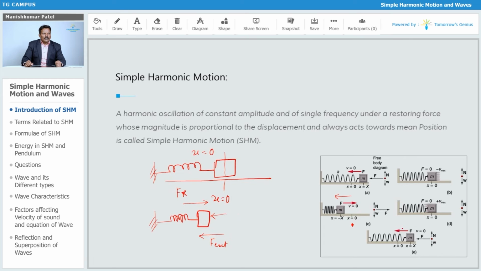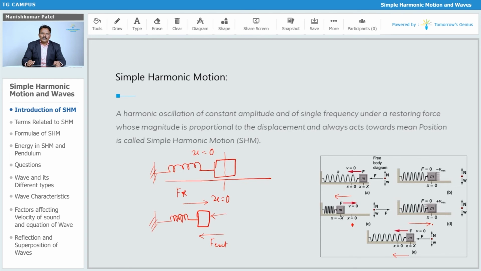In the next case, one is when you compress, and in the other case you stretch the spring. When you stretch the spring, the restoring force will act towards the mean position, so it will now act towards the left side. When the external force is on the right side, you're trying to pull the block towards the right, but the restoring force will try to restore its position, that is the equilibrium position. So that restoring force will act on the left side.